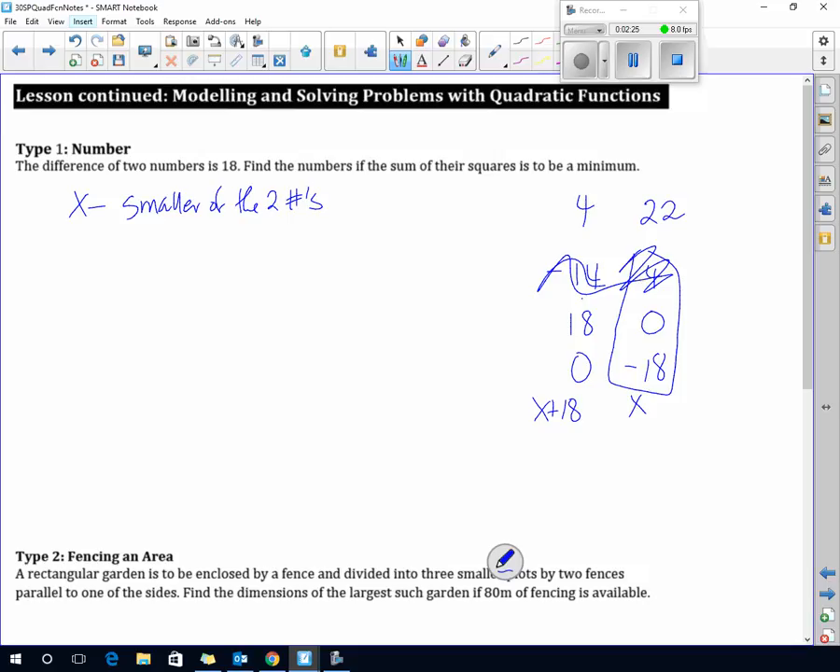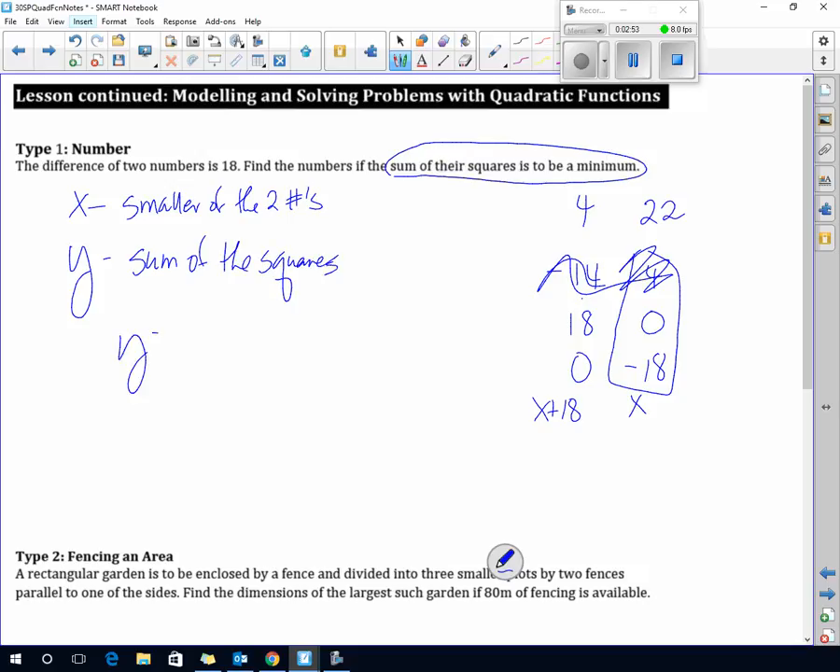Anyways, then it says the sum of their squares to be a minimum. Remember what y has to be? Y has to be what you're minimizing or maximizing. What are we minimizing? The sum of the squares. Okay, so y is going to equal, what's my first number? X, and I have to square it, and it's a sum, so I'm adding it to the second number, which was x plus 18, and I have to square it as well, the sum of the two squares.